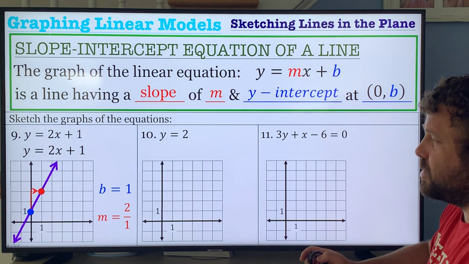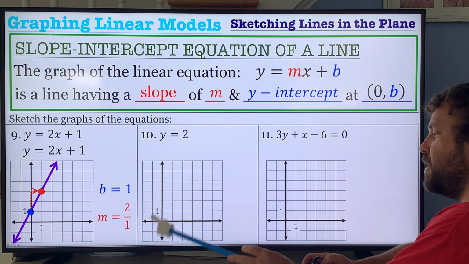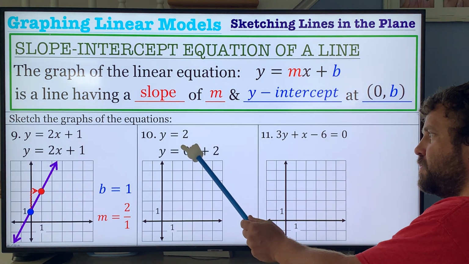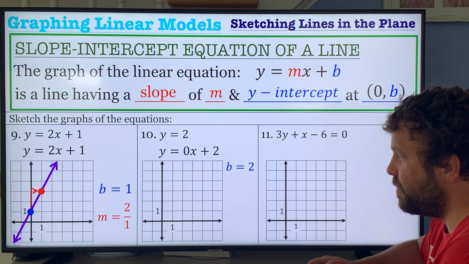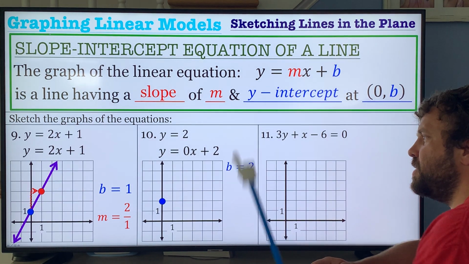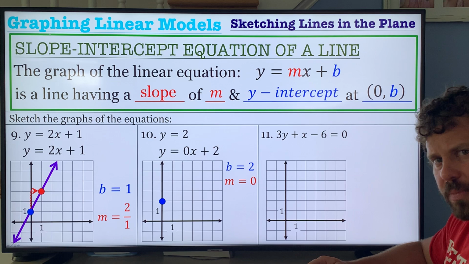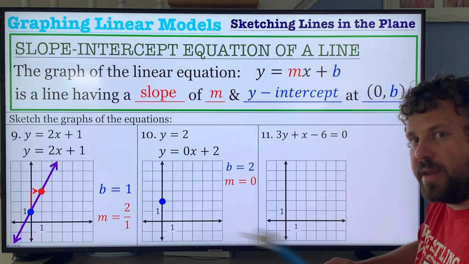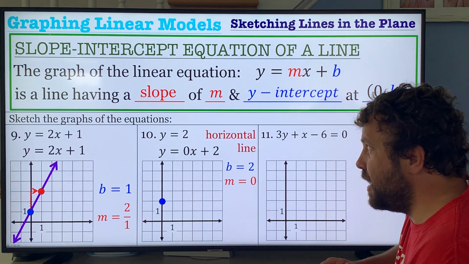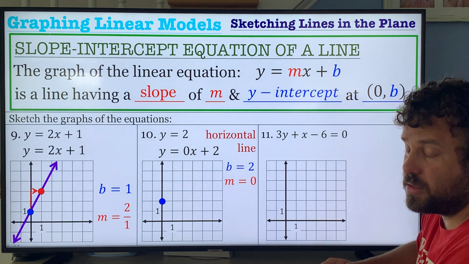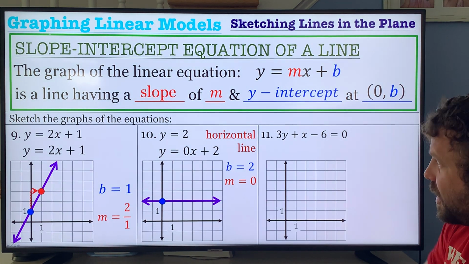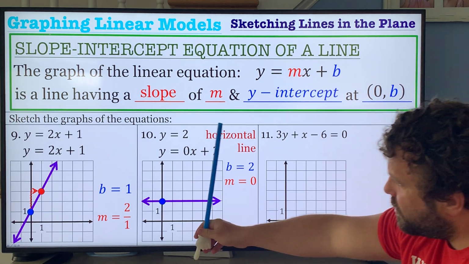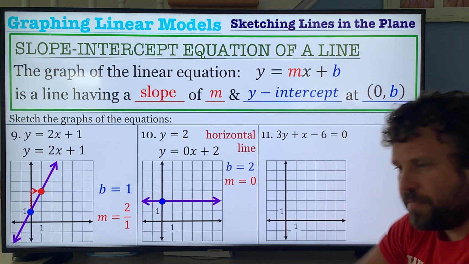All right, so y equals 2. We go over to y equals 2. It's pretty much 0x plus 2, so 2 is my y-intercept, right? Now, since my slope is 0, what type of line was that? That means 0 up and anything over. So that would be a horizontal line. Lines with 0 slope are horizontal. There you go. If this was x equals 2, it would go over to 2 and be a vertical line.